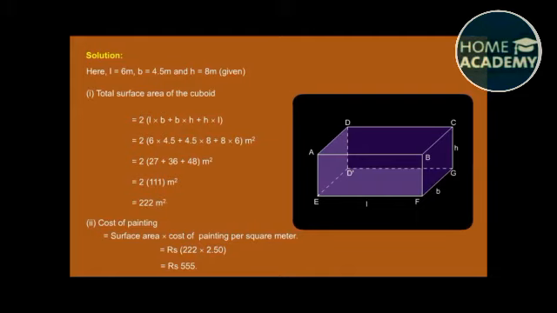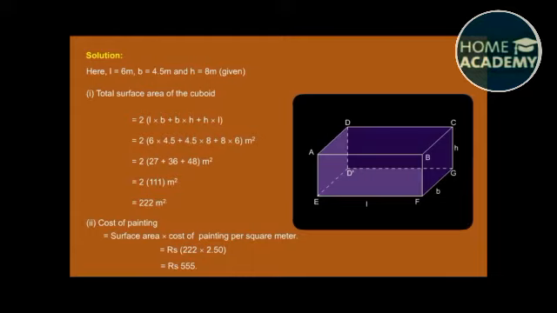meter. Given: total surface area of the cuboid is equal to 2 into (L into B plus B into H plus H into L) is equal to 2 into (6 into 4.5 plus 4.5 into 8 plus 8 into 6) meter square is equal to 2 into (27 plus 36 plus 48) meter square is equal to 2 into 111 meter square is equal to 222 meter square.